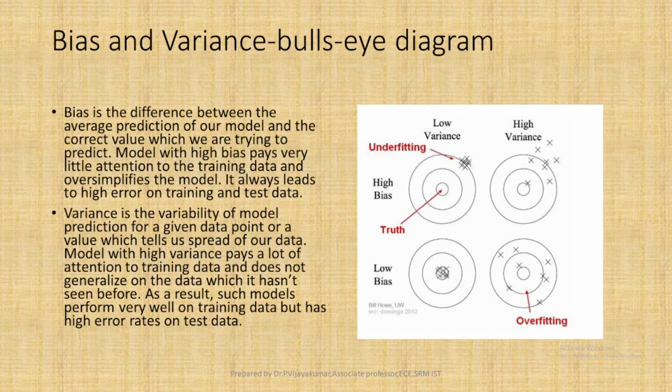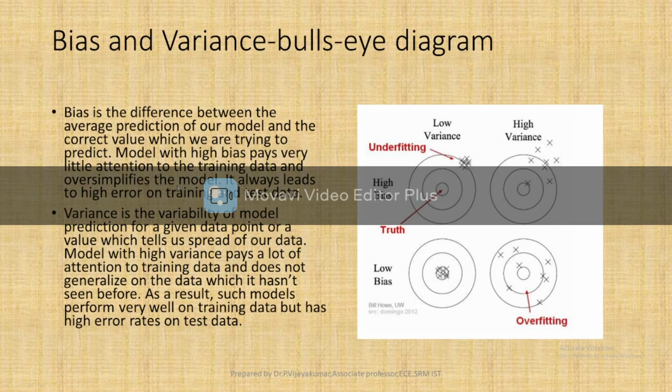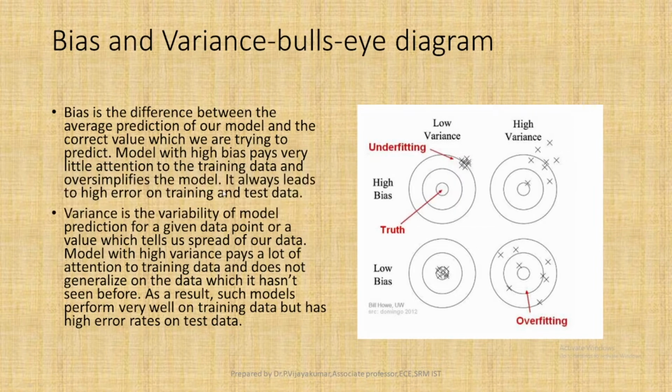A model with high bias pays very little attention to the training data and oversimplifies the model. If the model has very high bias, it is a very oversimplified model, and it always leads to high error on training and test data. In both the case of training as well as test data, high bias leads to high error.